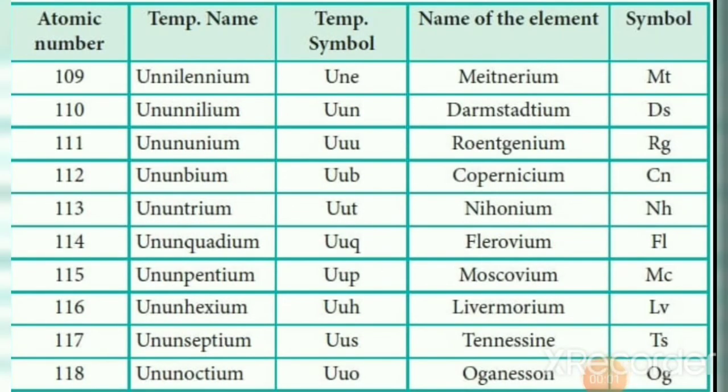Consider another example. Let the atomic number be 118. The official name of the element is oganesson and its symbol is OG. So, let us see how to get its temporary name and temporary symbol. The atomic number is 118. The roots for the digits 118 are UN, UN, OCT. Therefore, the name is UNUNOCTIUM and its symbol is UUO.